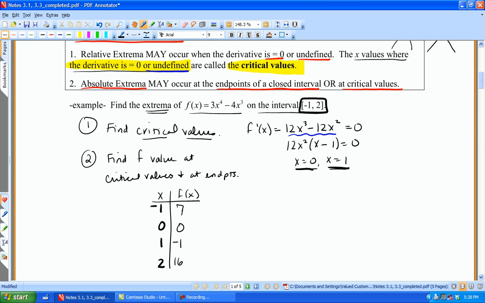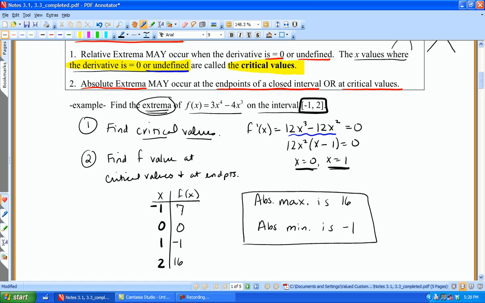All right, you should have found the values that I have listed in the table. 7, 0, -1, 16. Okay, we're asked to find the extrema, which means I want to find the absolute maximum value, and I want to find the absolute minimum value. So just look at the numbers. The absolute highest value is 16. The absolute lowest value is -1. That's it. I just read off the values.